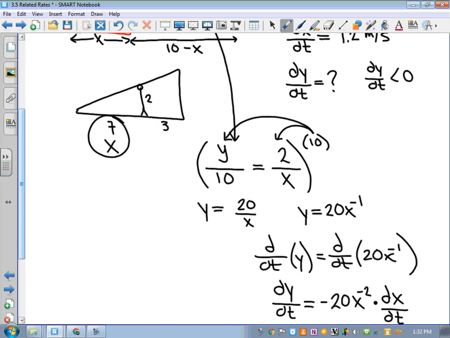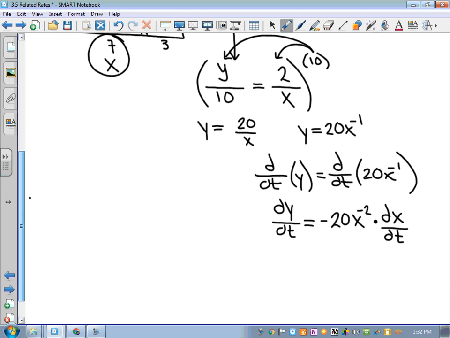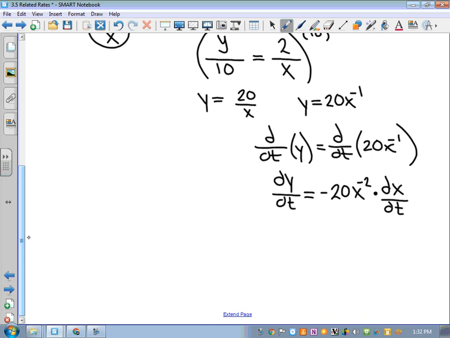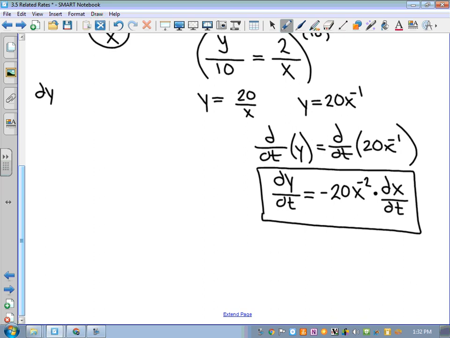And it's a little bit unique in that dy over dt, this expression right here, only depends on x. So certainly we could find out how long the shadow is on the wall when he's 3 meters away from the wall, but we don't need to, because we are going to be evaluating dy over dt when x is equal to 7. So all I'm going to do is replace that x with 7. And remember above, we were given that dx over dt was 1.2.